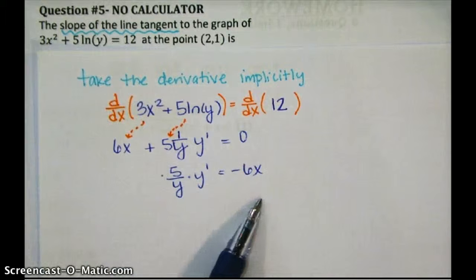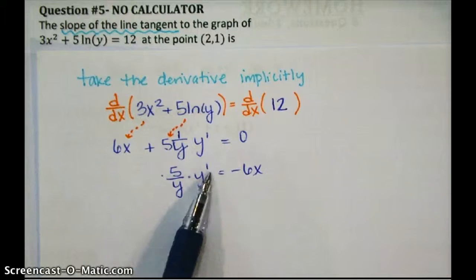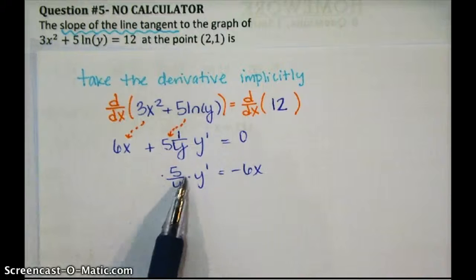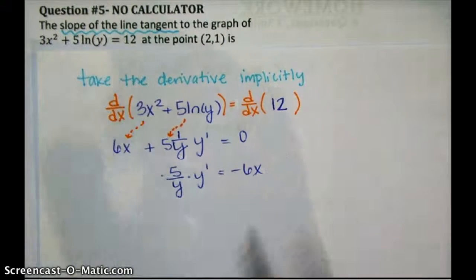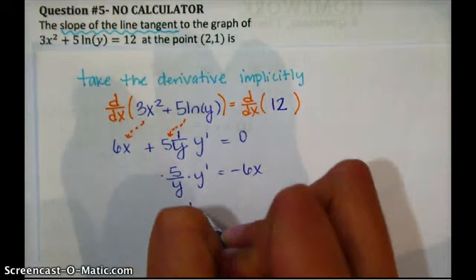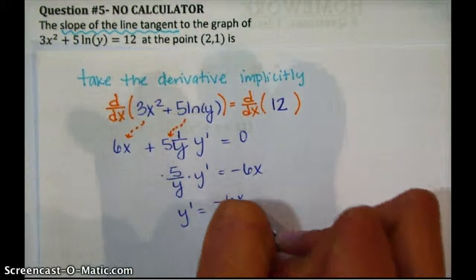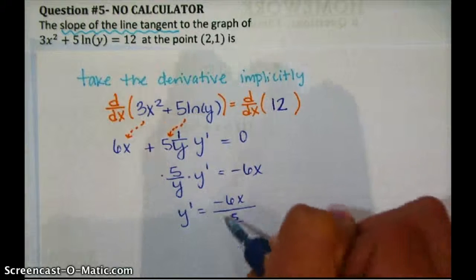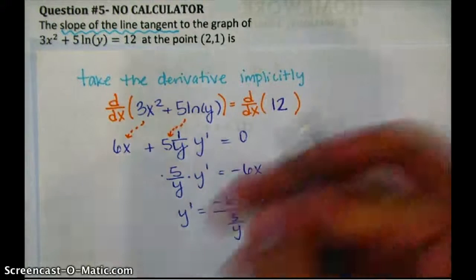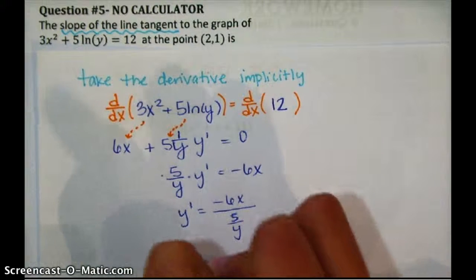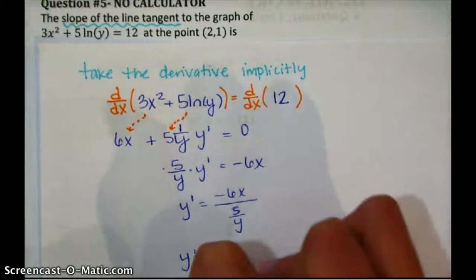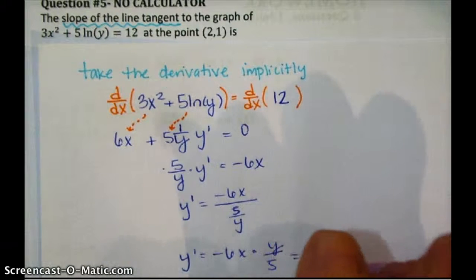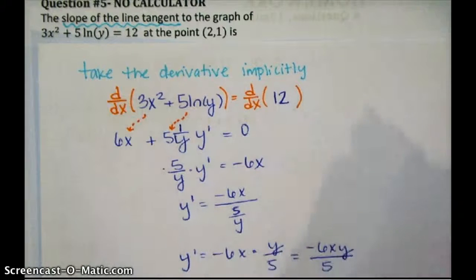I paused here because the next step might trip some people up. I want to get y prime by itself. Normally what that means is dividing both sides by its coefficient, which is 5 over y. So if I do that, I would get y prime equals negative 6x divided by 5 over y. Well, that's really an ugly way to write something. So instead of writing it that way, it's preferable to do fraction rules here. Negative 6x times y over 5. In other words, negative 6xy over 5.